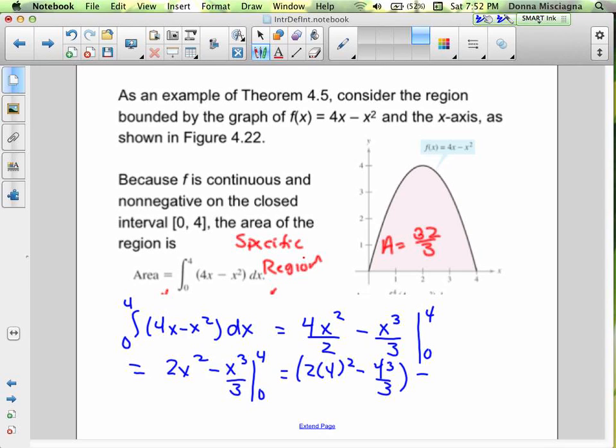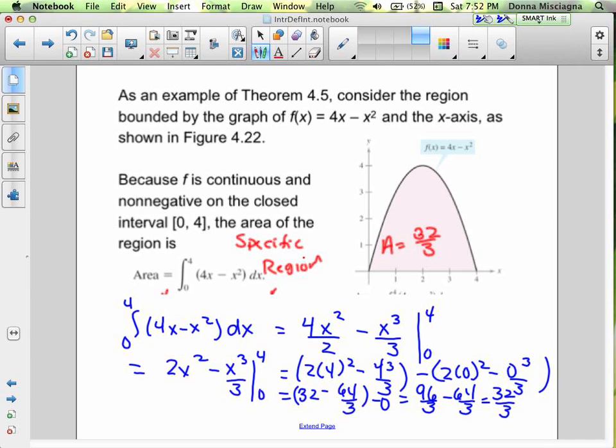Now this one, of course, I've got 2 times 0 squared minus 0 cubed divided by 3. Well, that's 0. All right, so this would be 4 squared, 16 times 2 would be 32, minus 64 thirds, and then we would simplify that, and then it would be minus, well, that's minus 0, so no big deal there. 32 is the same as 96 thirds minus 64 thirds, which is 32 thirds.